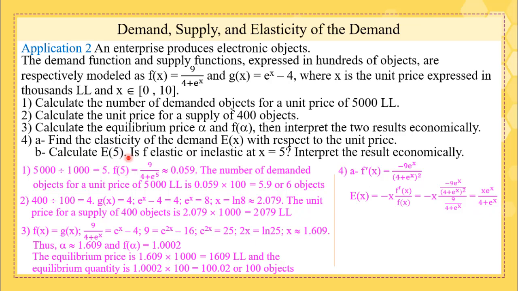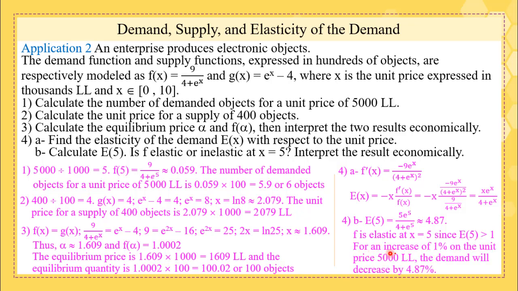B. Calculate E of 5. Is f elastic or inelastic at x equal 5? Interpret the result economically. Same as the previous application. First, we replace x by 5 in the expression of E of x, and we get E of 5 approximately equal to 4.87. And since E of 5 is greater than 1, hence the demand is elastic at x equal 5. Therefore, for an increase of 1% on the unit price 5000 Lebanese lira, the demand will decrease by 4.87%.